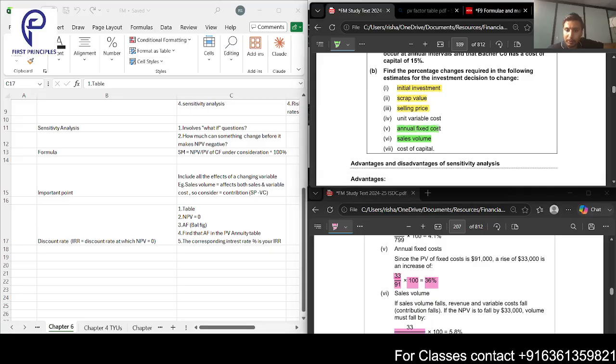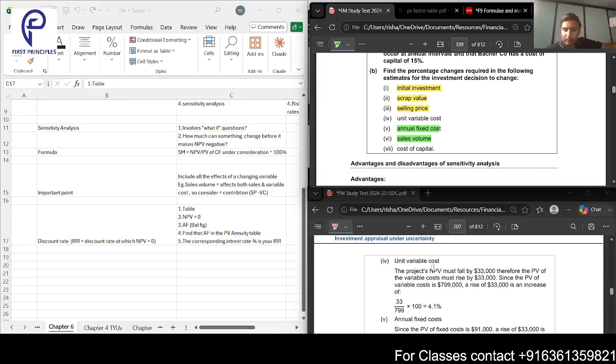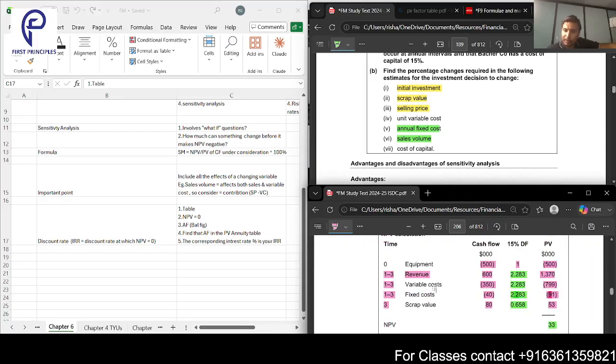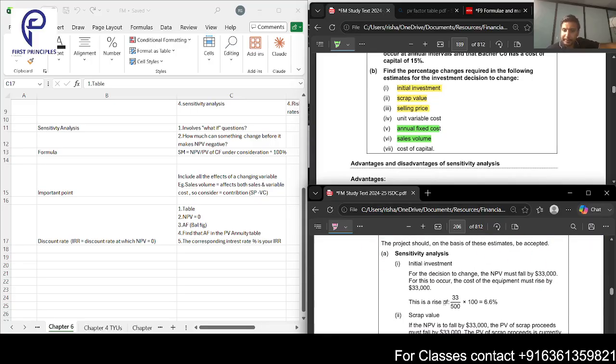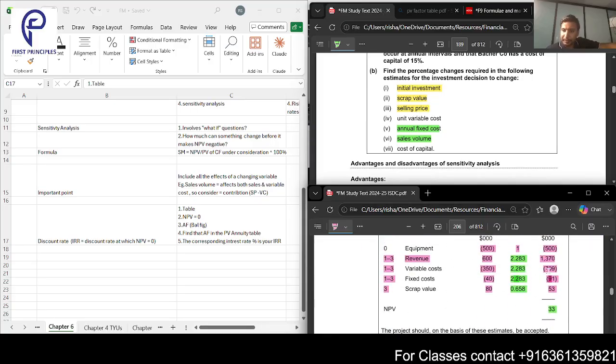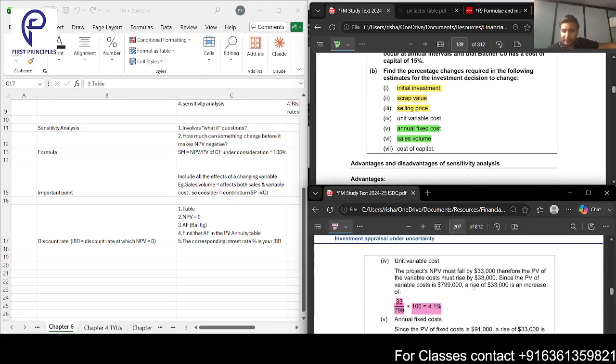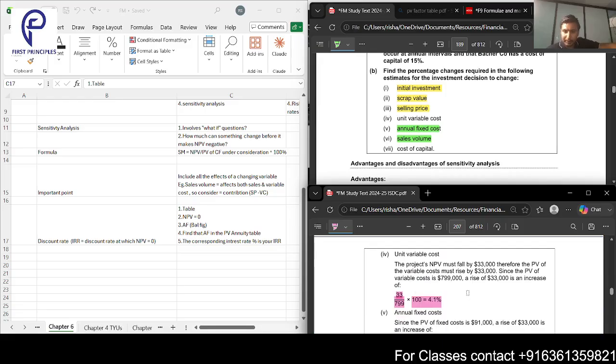Okay, now we look into unit variable cost. So they're saying the project NPV must fall by 33,000. That is our NPV. Before the present value of the variable cost 33 cents, the present value is 799. So we had 33 divided by 799 into 100. That's it, 4.1%. We just take the variable cost, guys. Don't let the word unit play in your mind. You just take the same thing, the variable 799, and then you have 33. Same thing. 33, 799.